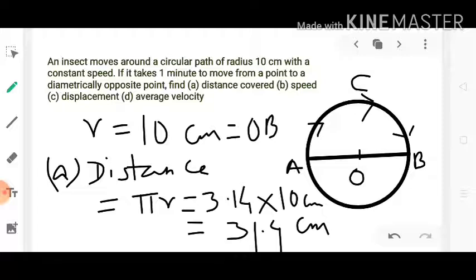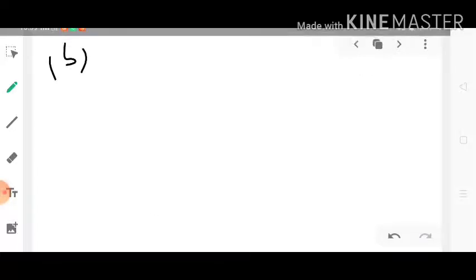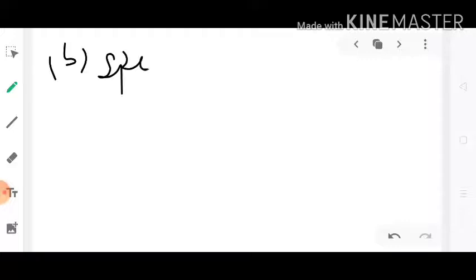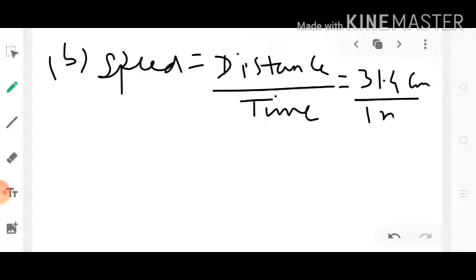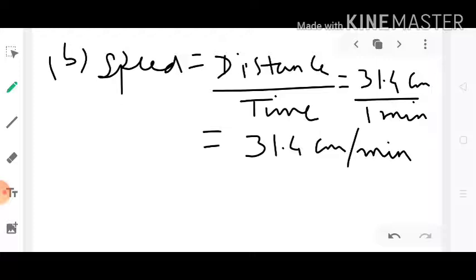Next, we have to find the speed. So again, first we have to write down the formula. Speed is distance divided by time. So just now we have found distance as 31.4 centimeter and given time is 1 minute. So simply speed comes out 31.4 centimeter per minute.